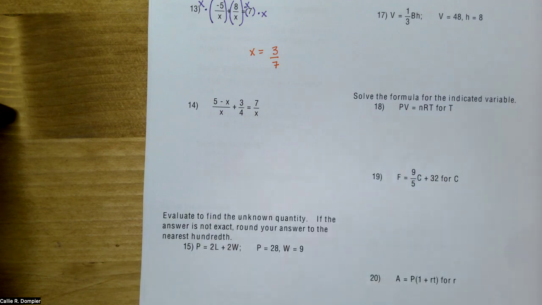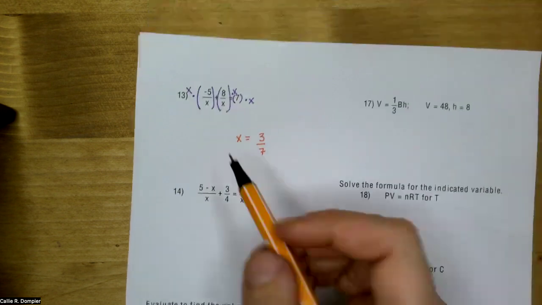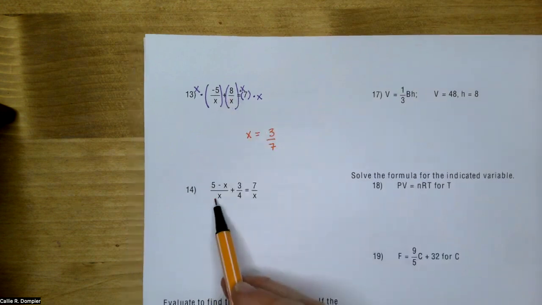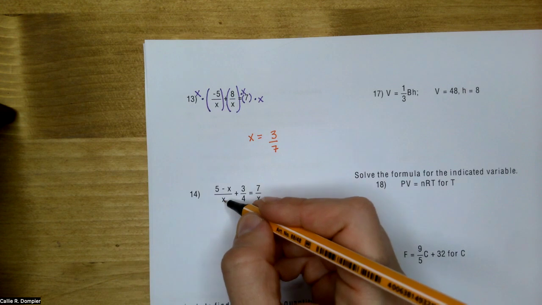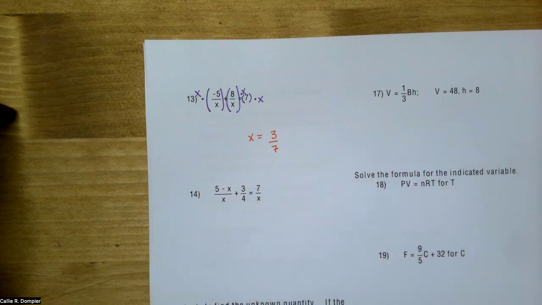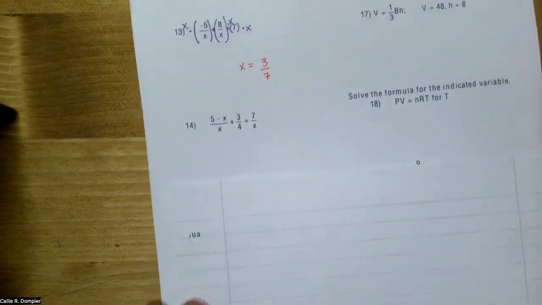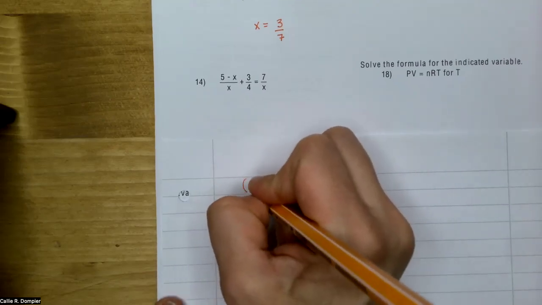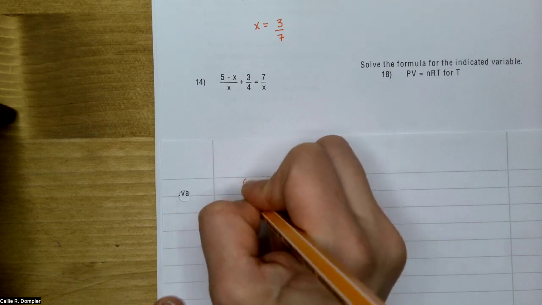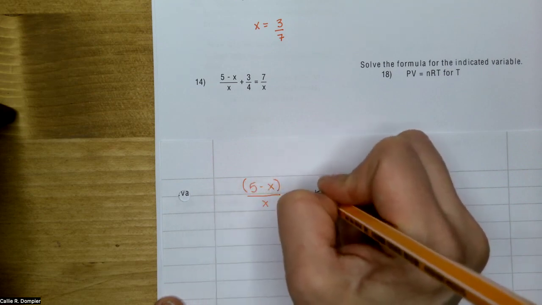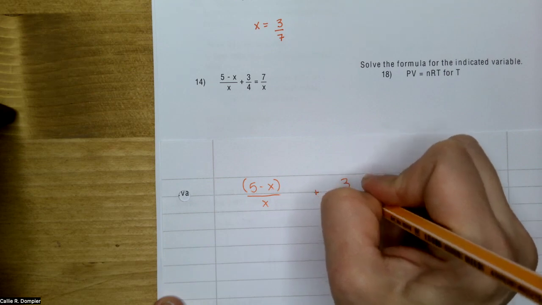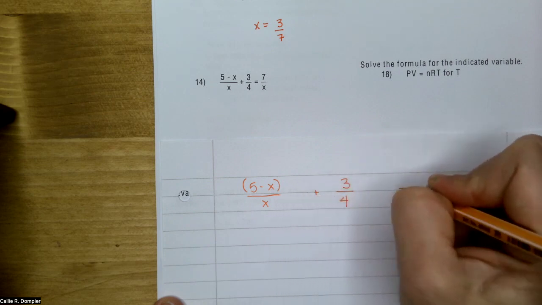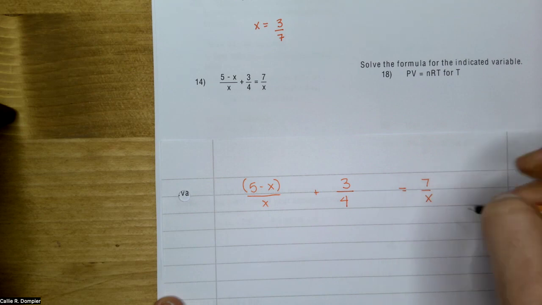All right, for number 14, again, when you have fractions, you just want to look for what is the denominator. Whatever that denominator is, you want to multiply every term by it. So here we have an x, a 4, and an x. That means I want to multiply everything by 4x. So this was 5 minus x divided by x plus 3 divided by 4 equals 7 divided by x.